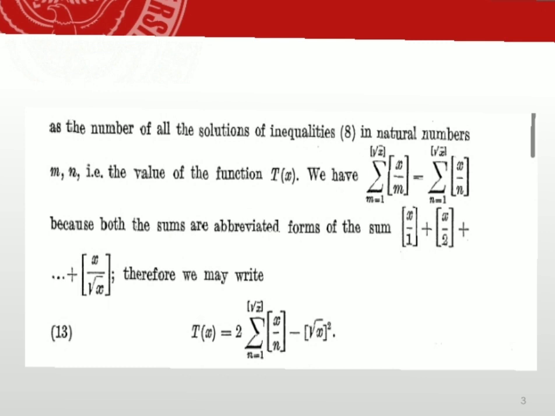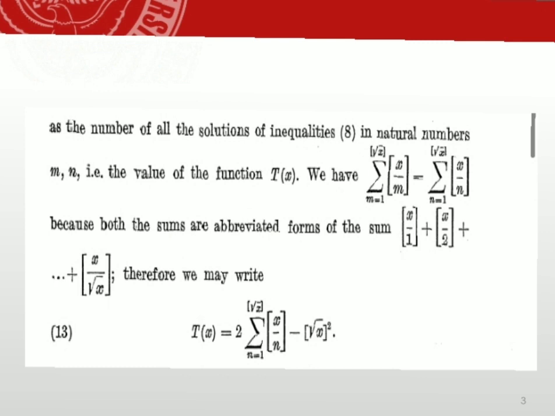As the number of all the solutions of inequalities in natural numbers m, n, the value of the function t of x, we have the summation with the upper limit of square root of x, the lower limit of m equals 1, multiplied by x over m, is equal to the summation with the upper limit of square root of x with the lower limit of n equals 1 multiplied by x over n, because both the sums are abbreviated forms of the sum x over 1 plus x over 2 plus dot dot dot plus x over square root of x.